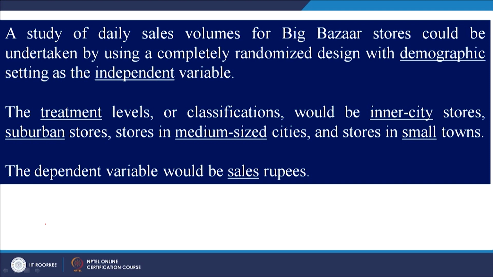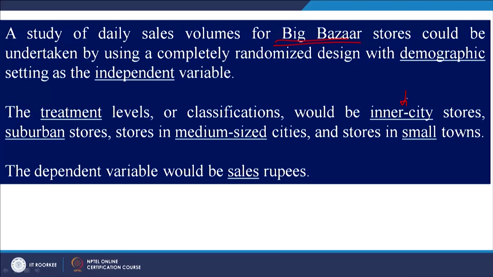So, what would be the dependent variable in the case of Big Bazaar? In fact, the demographic variables, that is 4 different stores, let us say in urban, suburban, inside city and all those. So, those 4 are independent variables, and the levels, the treatments, are those 4 cities, right. And the dependent variable is sales in terms of rupees, or let us say in terms of quantity, whatever it is.